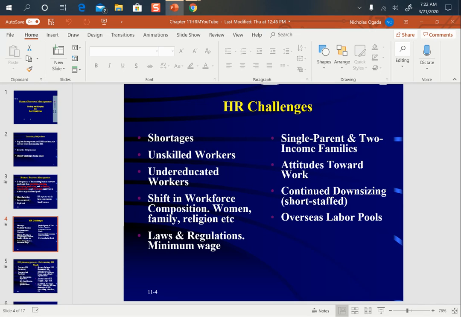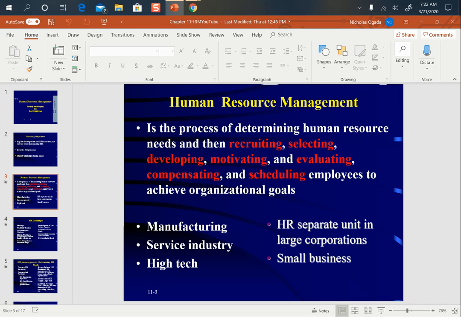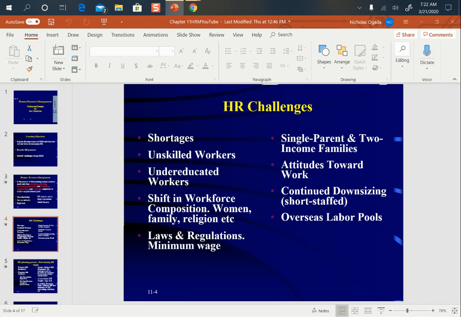of every process that you see. So you'll find that we have regulations that affect recruitment, we have regulations that affect selection, we have regulations affecting compensation. So you'll find regulations affecting some of these processes along the way. There is also single parent and two income families, again, as a challenge to HR management. So, apart from just a shift in workforce composition, we're talking about the single parent and two income families.